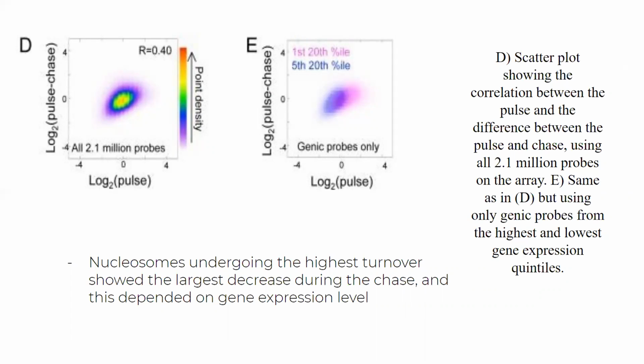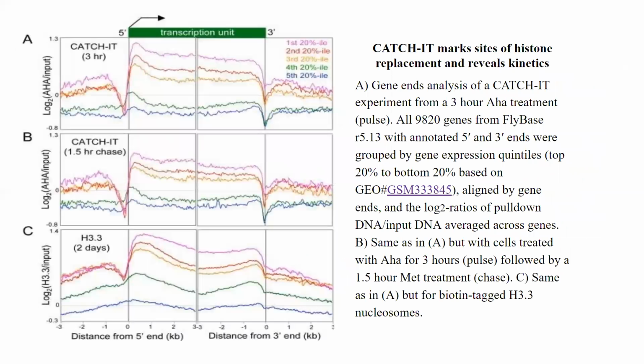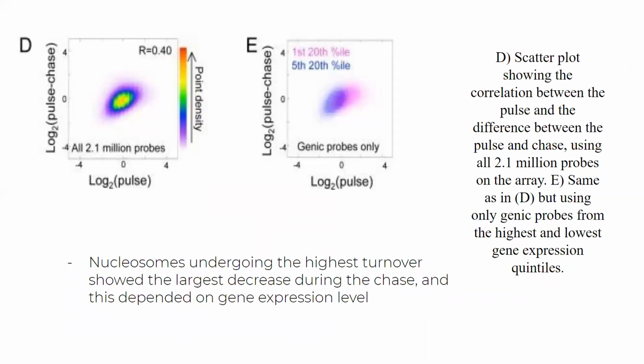These are showing that nucleosomes undergoing the highest turnover tended to show the largest decrease during the chase, and that depended on gene expression. So if I go back to this, you can see they were comparing these two, so obviously there was a greater reduction for the pink ones rather than the blue. The blue kind of stayed the same. But the ones that were the highest expressed, their signal is the one that reduced the most. And overall, this data helped determine that KETCHIT captures the dynamics of histone replacement, and that turnover depended on gene expression level.